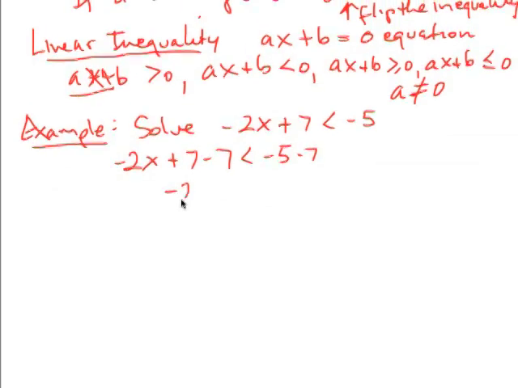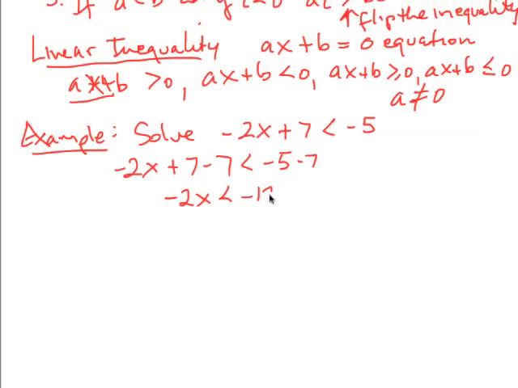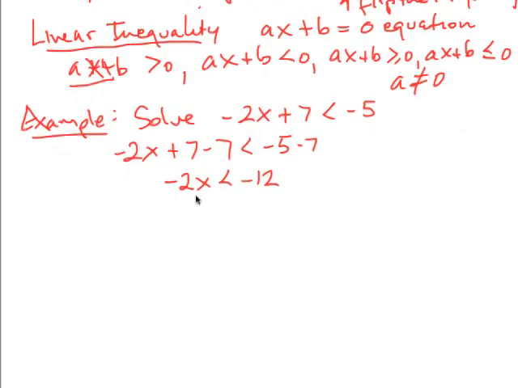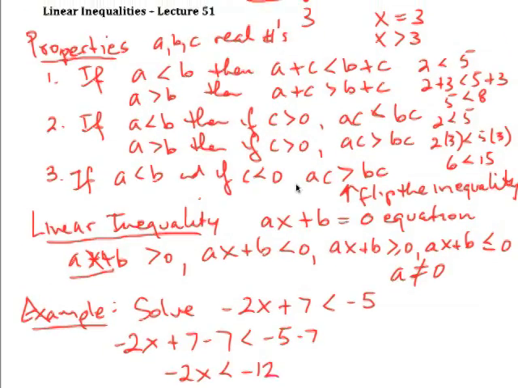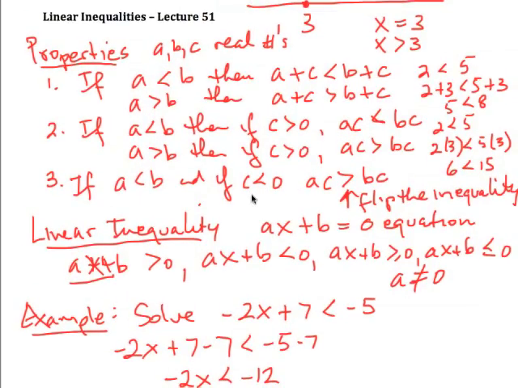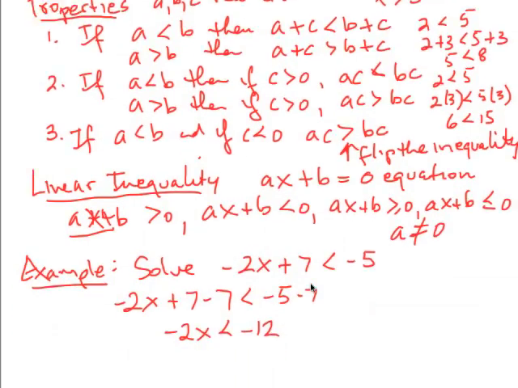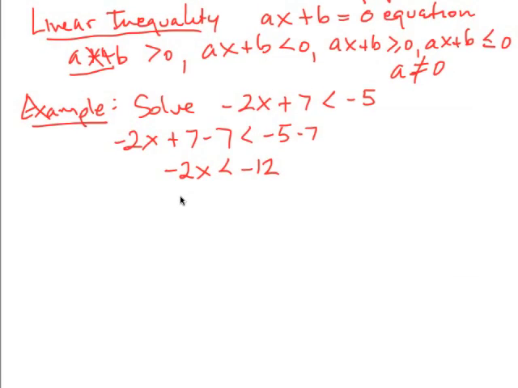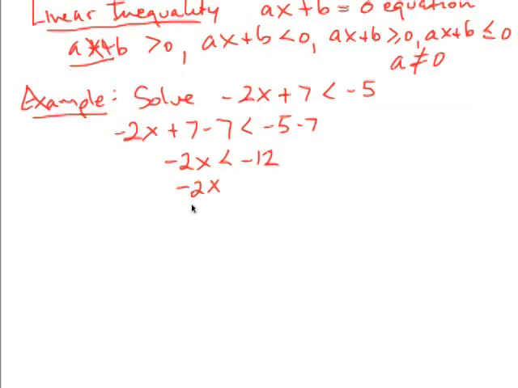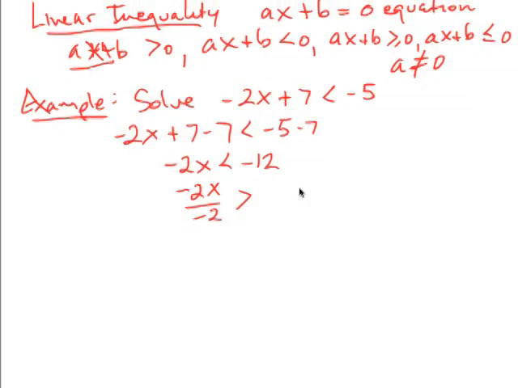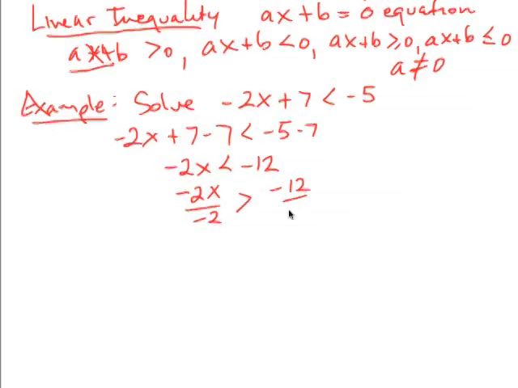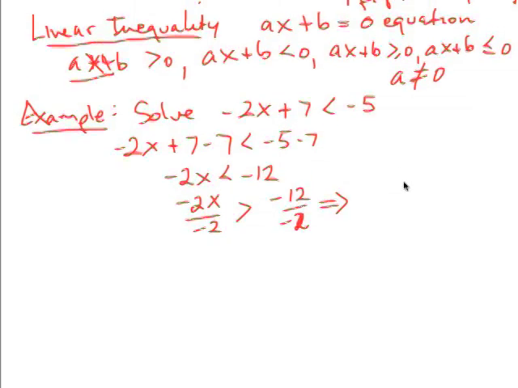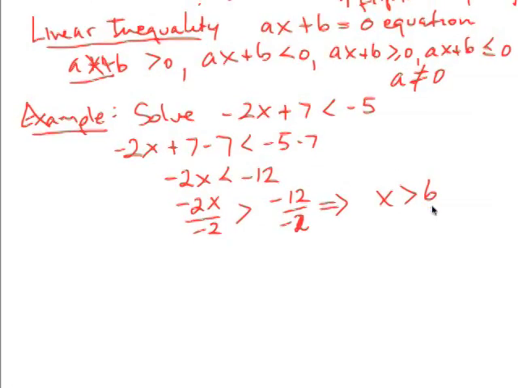So now I have negative 2x is less than negative 12. Now don't go just dividing by negative 2, because remember, when we're dividing it's the same as multiplying, and we're dividing by a negative number, so we're going to have to switch this around. So this means that negative 2x divided by negative 2 is going to be greater than negative 12 divided by negative 2, which implies that x is going to be greater than 6.